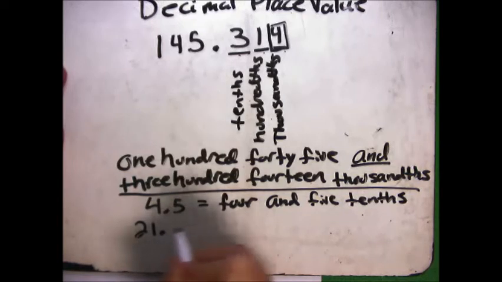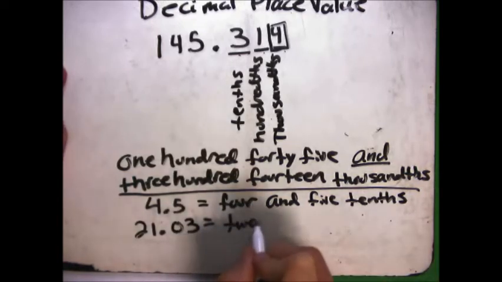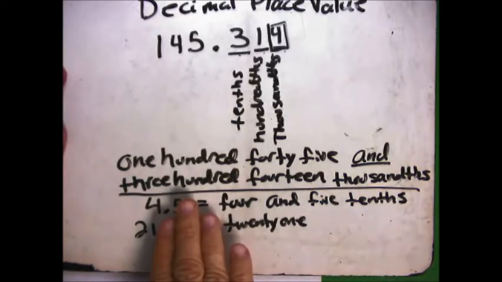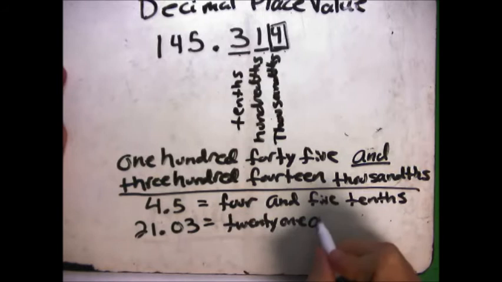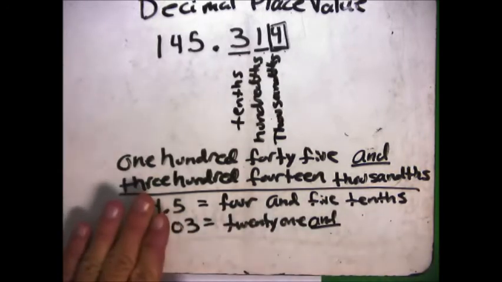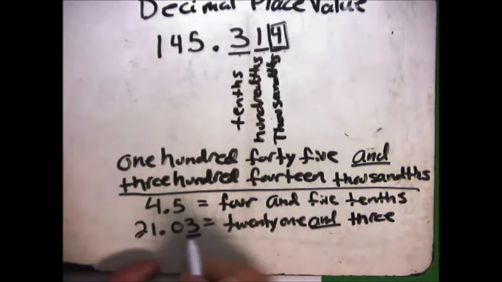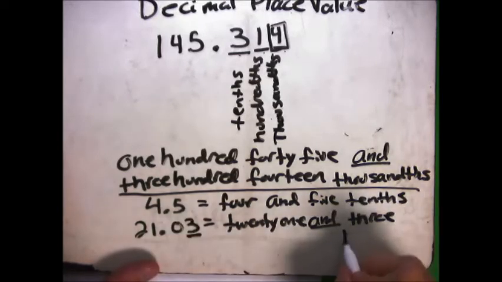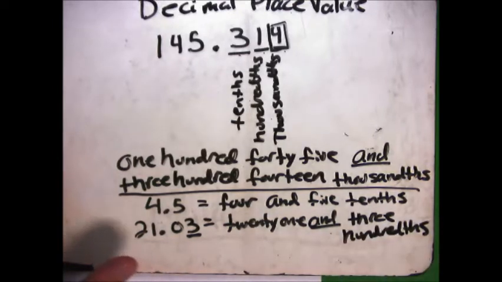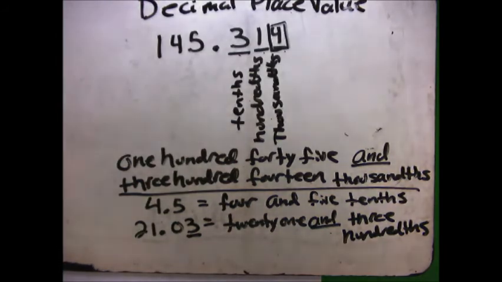One more, 21.03. We would say 21 because that is what is on the left side of the decimal. I write the word "and" for the decimal. Everything that is on the right side, this is 3. And now I say the place value of the last digit, and it is hundredths. And that is how you write a decimal in word form.